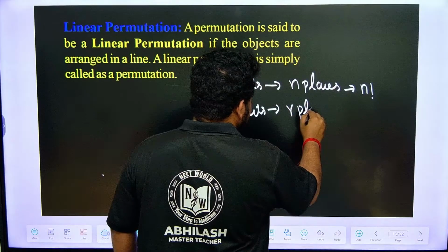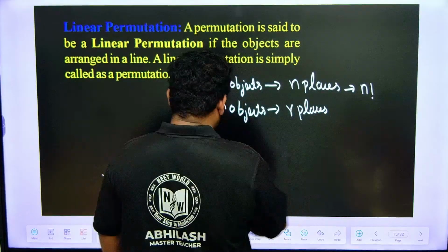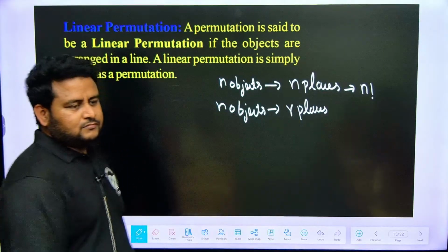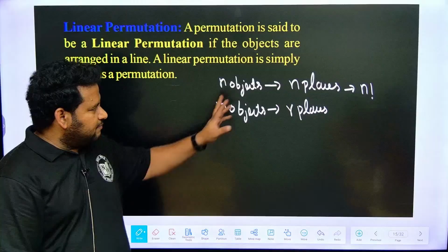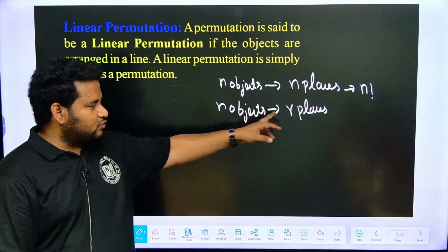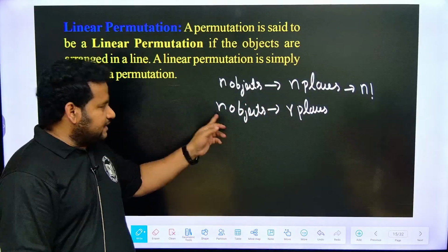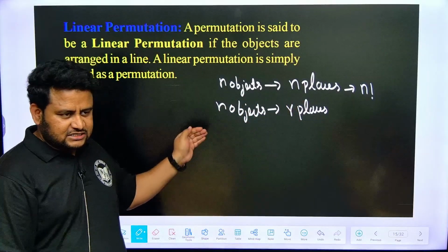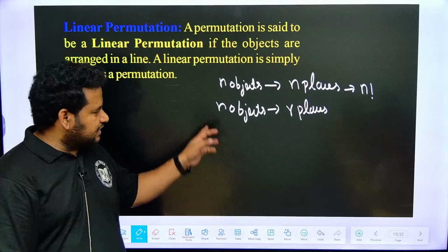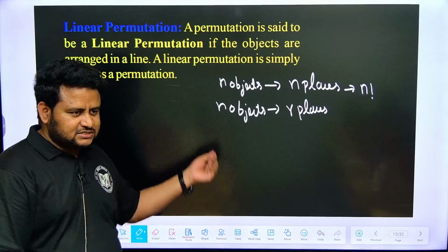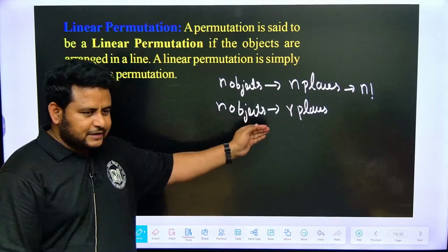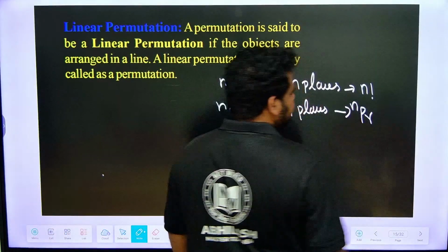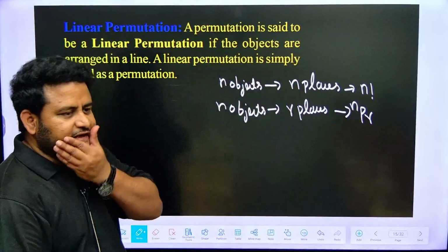then n objects can be placed in only r places. N objects, n places means n factorial. 5 letters, 5 places means 5 factorial. 5 letters but 3 places, that is n objects, r places, means nPr. You will write it as nPr.